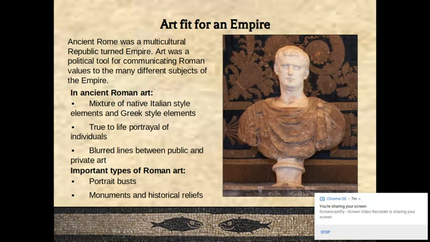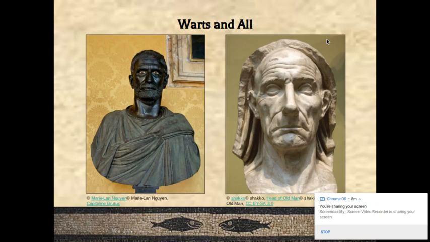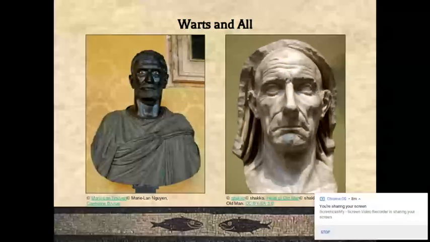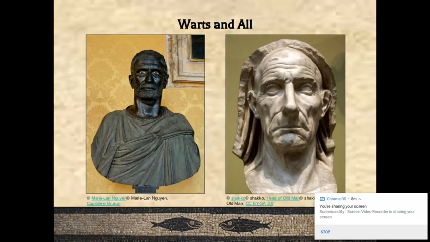And also another sort of important type of Roman art would be a monument, a huge, huge monument, something that would be a column or a huge arch, or also a historical relief. And we'll talk about that in just a moment. So looking at these, are they in the ancient Roman style?